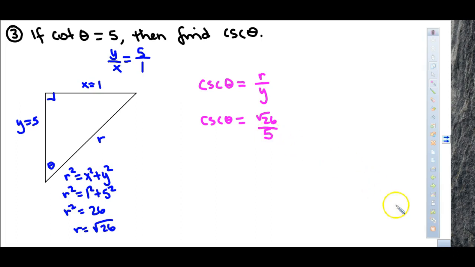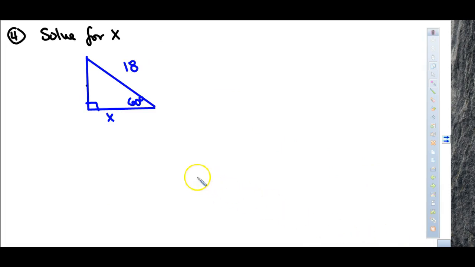Okay, so here, this one says to solve for x, and x is a side. Notice that this time, we're not going to be able to use the Pythagorean theorem, because with the Pythagorean theorem, you've got to know 2 out of the 3 sides. And here, I just know one side. I don't know this side, but I've got to find x. But what I do know is an angle. This is when SOHCAHTOA comes in handy.